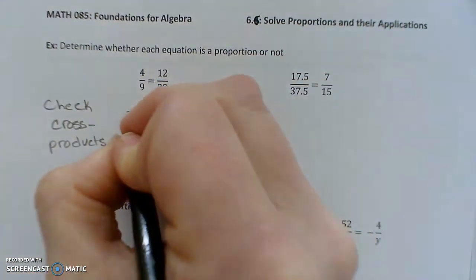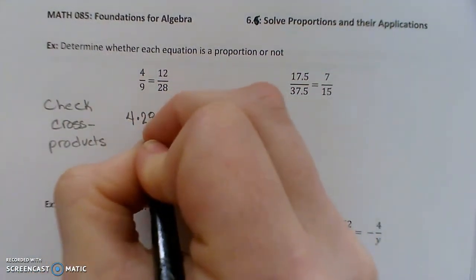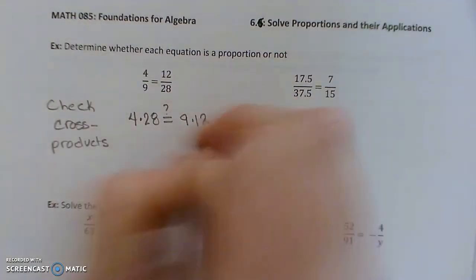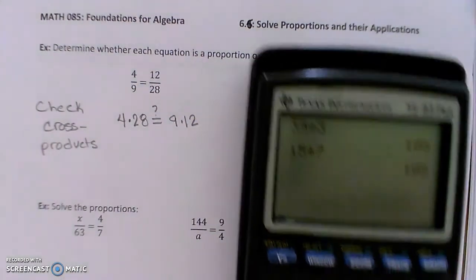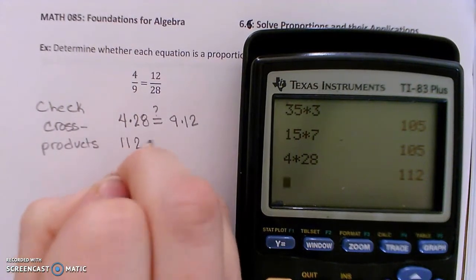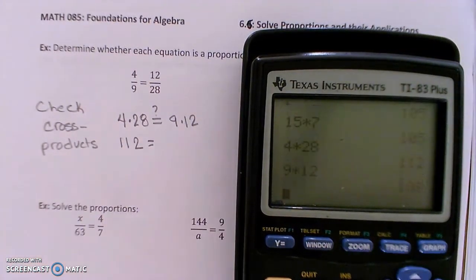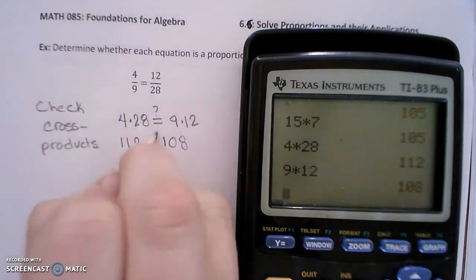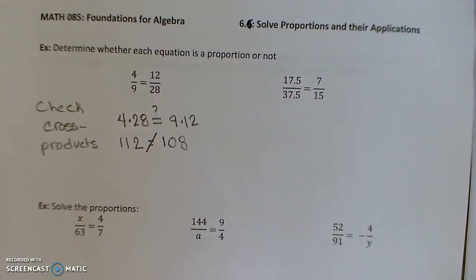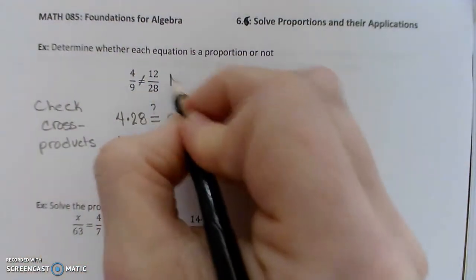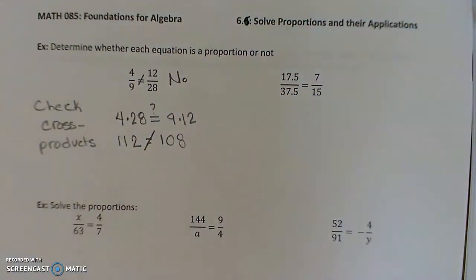So I'll do 4 times 28 and see if that's equal to 9 times 12. And feel free on these problems, use your calculator. So this is 112, and 9 times 12 is 108. So those two things are not equal to each other, so this really isn't a true statement. So no, it's not a proportion.